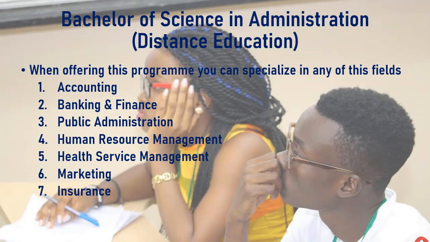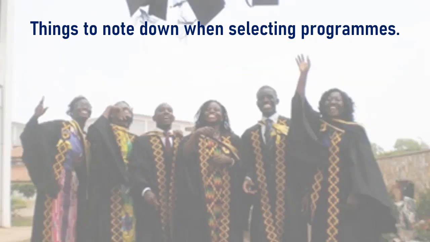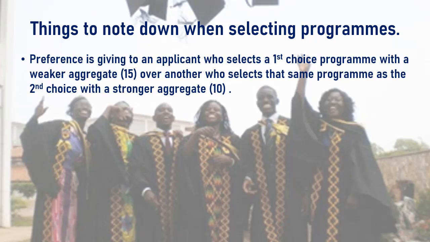So when offering the Bachelor of Science in Administration program, you can specialize in any of these fields such as accounting, banking and finance, public administration, human resource management, health service management, marketing, and insurance. So these are some of the things you should note down when selecting programs at the College of Education.